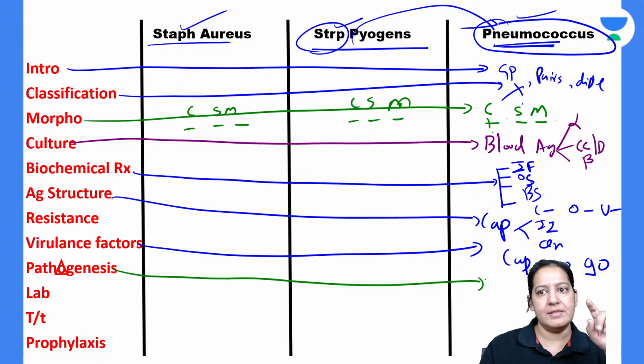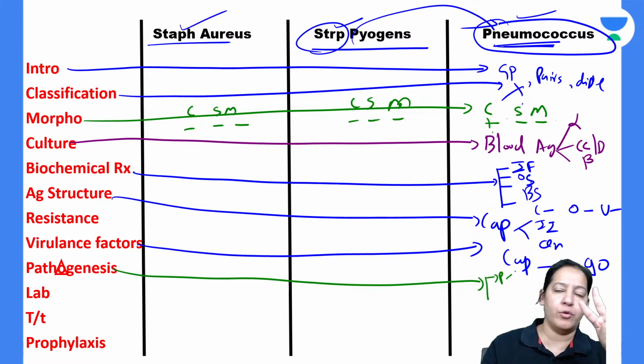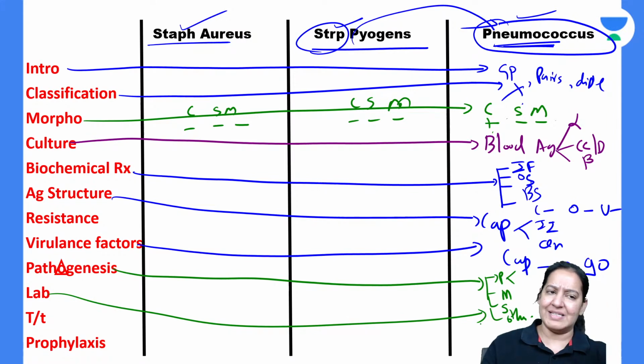In the pathogenesis, it causes 4 diseases. What are the 4 diseases? Number 1, pneumonia. The 2 types of pneumonia, lobar and lobular. Number 2, meningitis. It is the second most common cause of meningitis after Neisseria. Number 3, septicemia, and number 4, others. Right? In the lab diagnosis, you will do all the tests. You know the various tests and specimen.